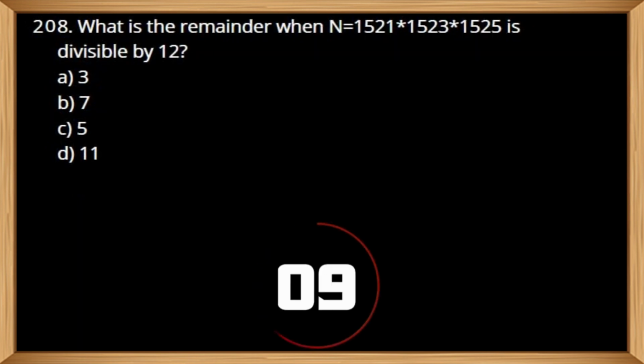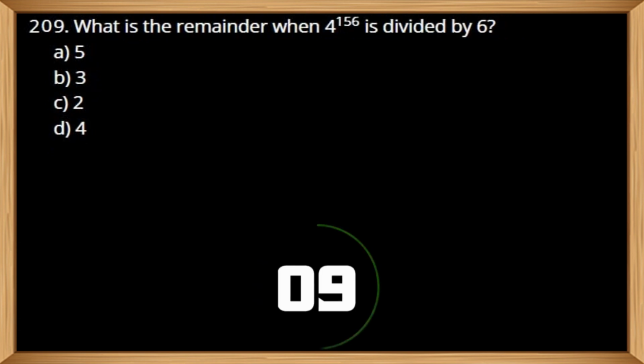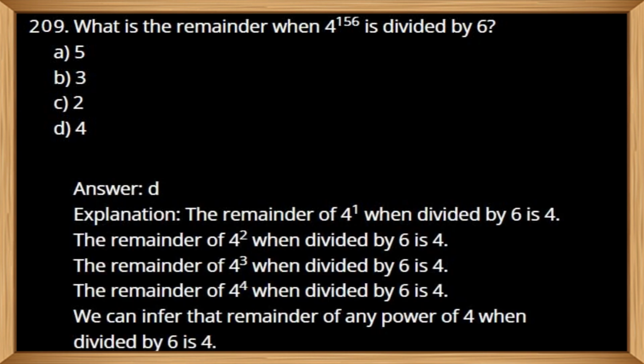What is the remainder when n equal to 1521 times 1523 times 1525 is divided by 12? Option A, 3. What is the remainder when 4 power 156 is divided by 6? Option D, 4.